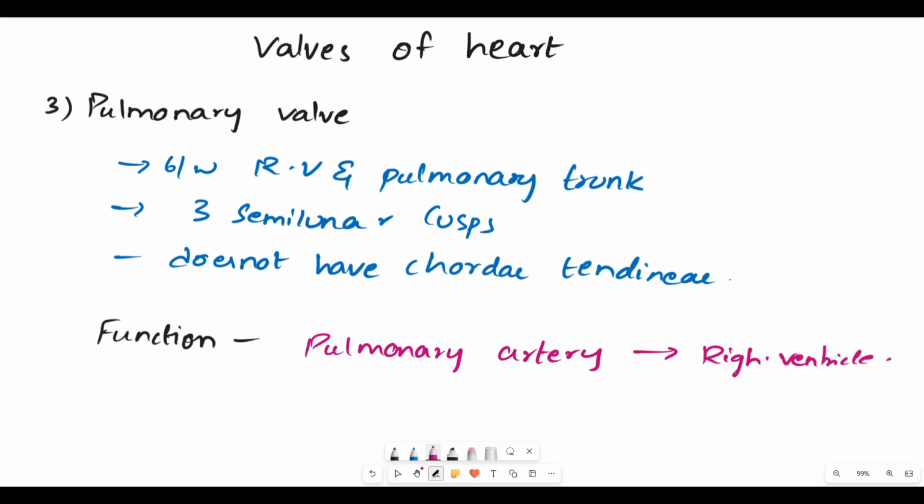Coming to the third valve, which is the pulmonary valve. This pulmonary valve is located between the right ventricle and the pulmonary trunk. It has three semilunar cusps. It does not have chordae tendineae. The main function of this is that it prevents the backflow from the pulmonary artery into the right ventricle.